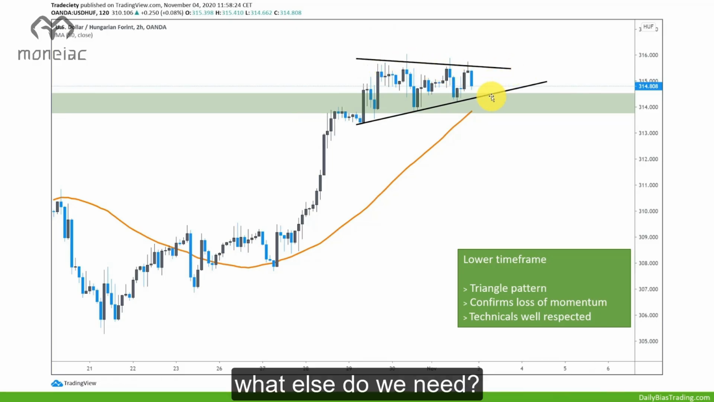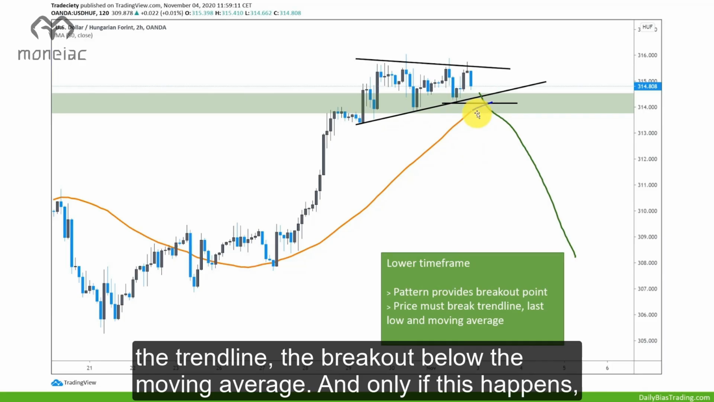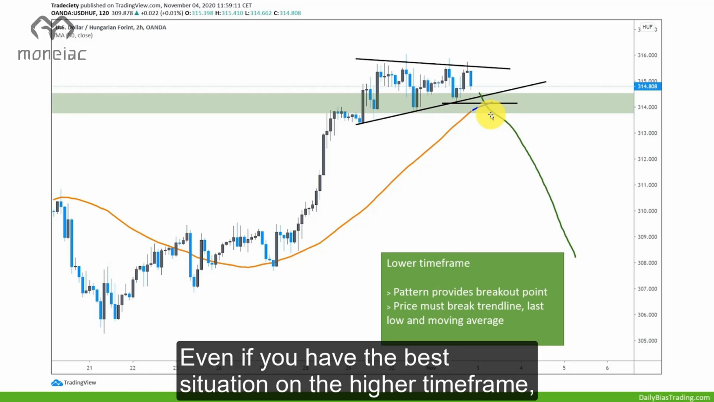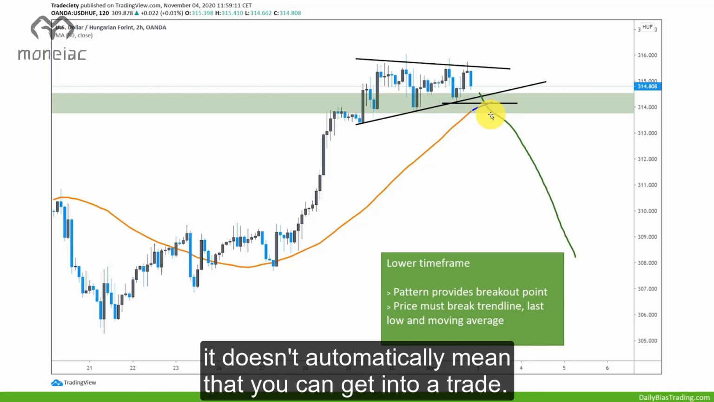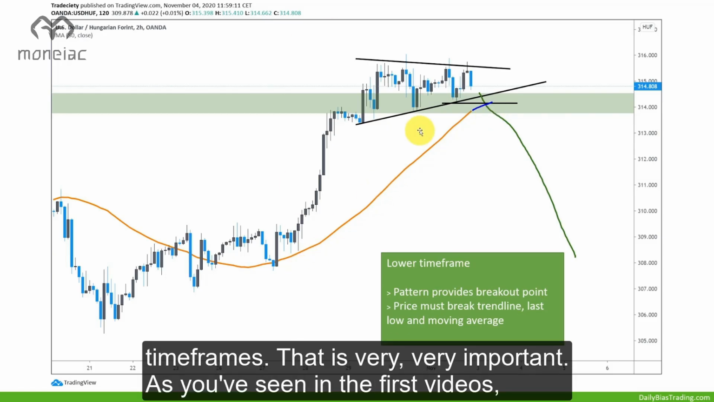All right, what else do we need? Our trading plan is that we need to wait for the breakout of the trend line, the breakout below the moving average. And only if this happens, we are going to get into the trade. Even if you have the best situation on the higher time frame, it doesn't automatically mean that you can get into a trade. You need to make sure that you're going with the momentum on the lower time frames. That is very, very important.